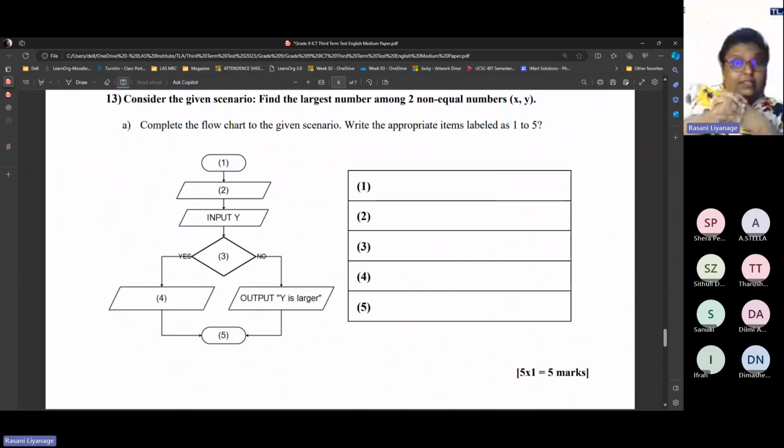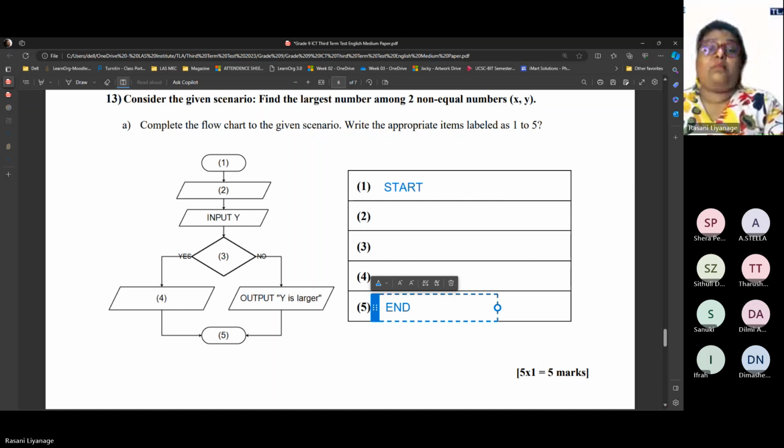Now this is to find the largest number out of two non-equal numbers, x and y. So they're asking us to fill in the blanks. So simple. Number 1 and 5, of course. 1 is start and 5 is end. Put the keywords we write in capitals.